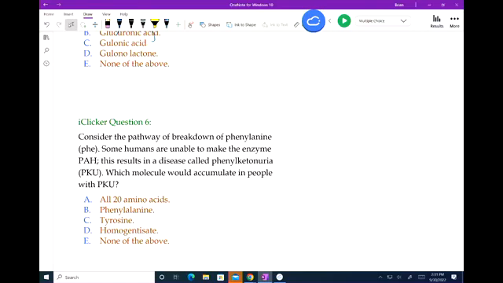So first step is, if you are a person who cannot make that enzyme, what would you expect to build up in people who eat a regular diet and don't have that enzyme? So think, this isn't about what's going to get made, it's about what's going to build up because of a block. So think about that one, talk to your neighbor, et cetera, et cetera.